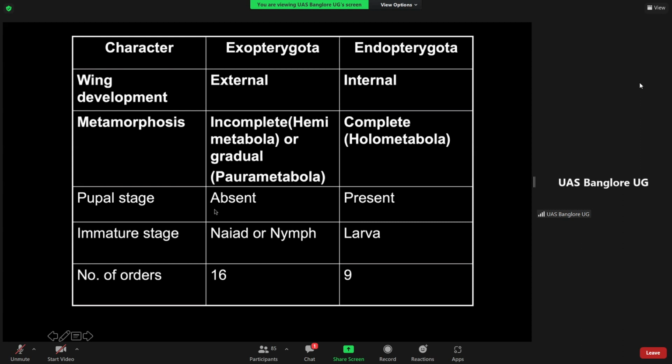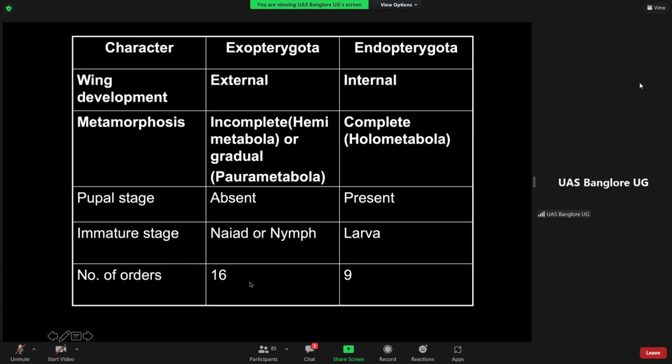Then coming to the pupal stage, it is absent in exopterygotans, whereas it is present in endopterygotans because it is a holometabolous insect. Holo means all these stages are there: egg, larva, pupa, and adult. So the pupal stage is present, whereas in exopterygota the pupal stage is absent. The young ones are called nymphs or naiads, whereas in endopterygotans they are called larvae.